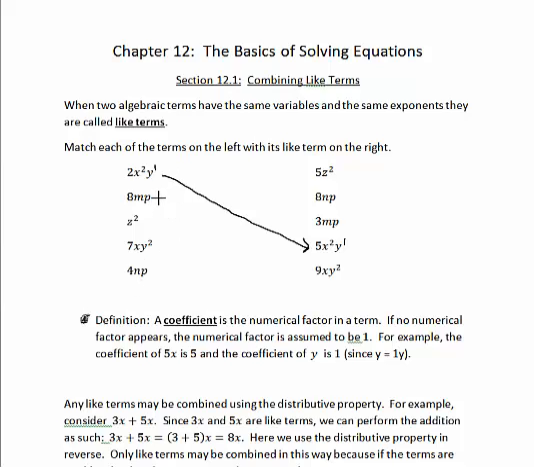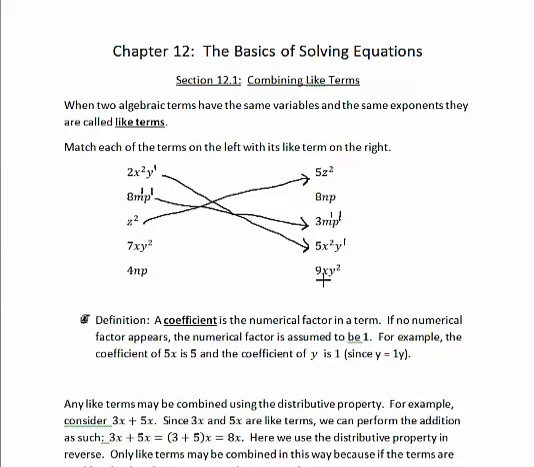So what about 8mp? We're looking for an m and a p, and we want the exponents to be 1 for each variable. We look at our column on the right, and here is an mp term. The one above it is np, and so 8np is not like 8mp. So we only draw an arrow from 8mp to the 3mp. Different coefficients, but same variables with the same exponents. z squared matches the 5z squared.